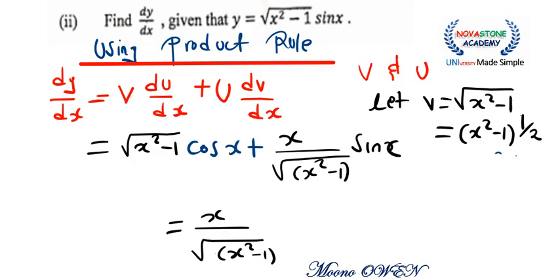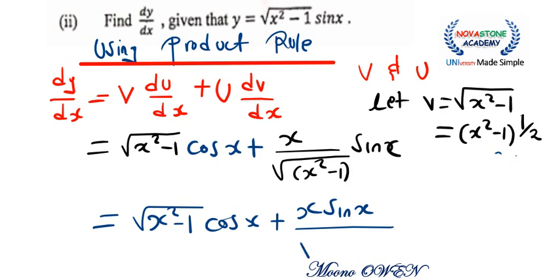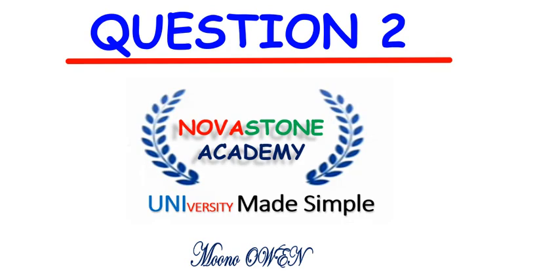Now if I solve completely, what do I have as my final answer after differentiating? I'm going to have the square root of x squared minus 1 times cos x plus, let me say x sine x, because they're going to multiply on top. So I'm going to have x sine x over the square root of x squared minus 1. So basically this is how you differentiate this one. So that is how you solve question number 1.